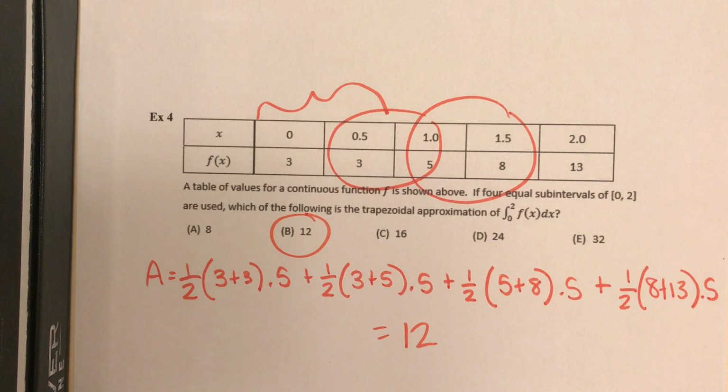Okay, so that concludes part 2 of a review of Riemann sums and then the learning of the new trapezoidal rule.